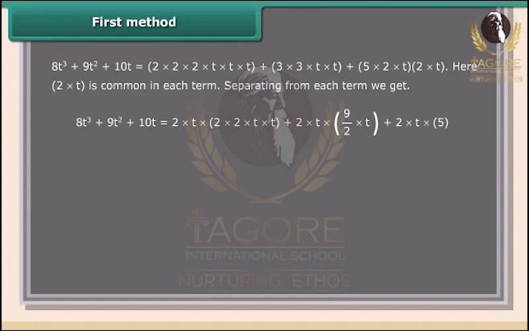Separating from each term, we get 8t cube plus 9t square plus 10t is equal to 2 into t into 2 into 2 into t into t plus 2 into t into 9 upon 2 into t plus 2 into t into 5, which is equal to 2t into 4t square plus 2t into 9 upon 2 into t plus 2t into 5, is equal to 2t into 4t square plus 9 upon 2 into t plus 5.